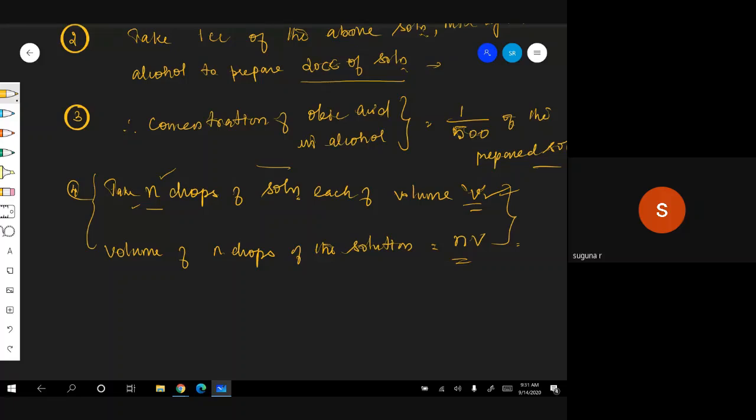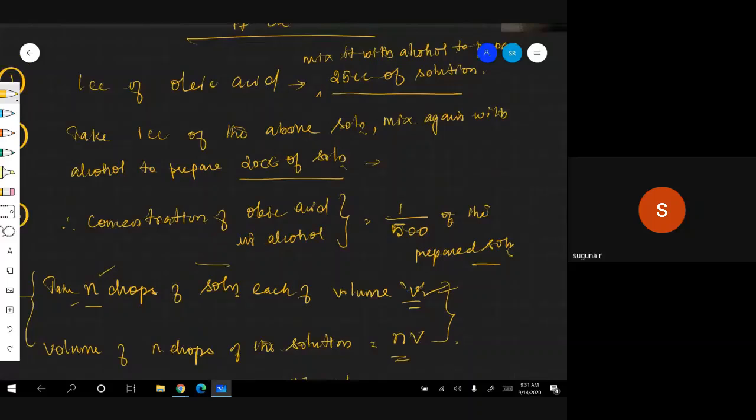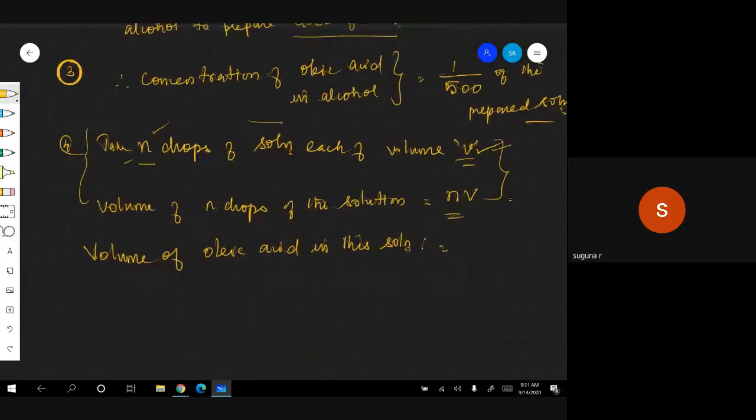Now, once you know this, my question is: what is the volume of oleic acid in this solution? Can you tell me? NV is whatever this much is poured there on the surface. Therefore, how much volume of oleic acid is there?